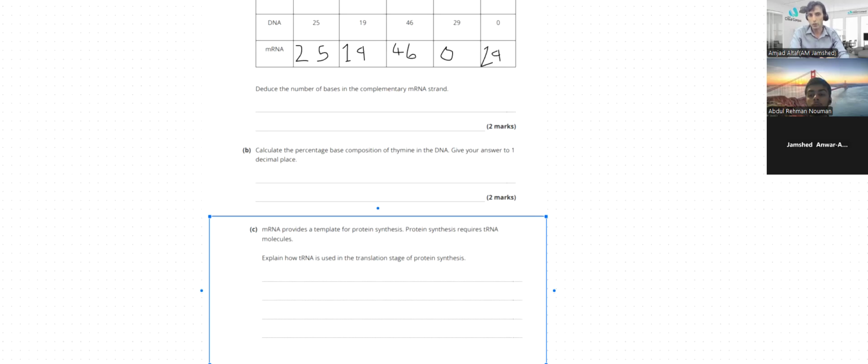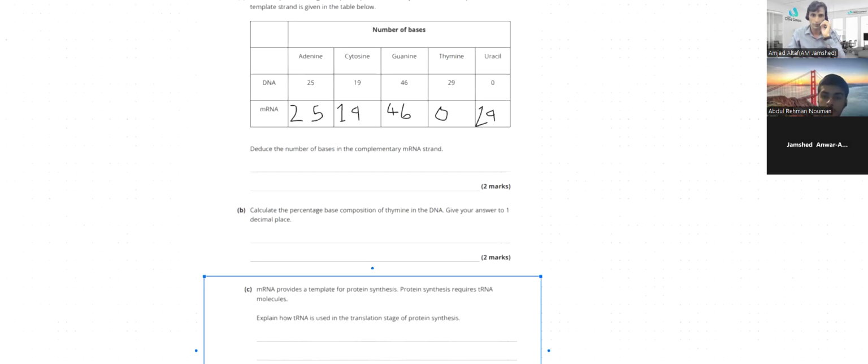But the point is, you have to find out from the DNA template strand how many adenine there are. That's 25, so in messenger RNA you have uracil 25. So how can you answer this? Yeah, I have answered it. Yeah, that's fine, exactly. Now they're saying to calculate the percentage base composition of thymine in the DNA.